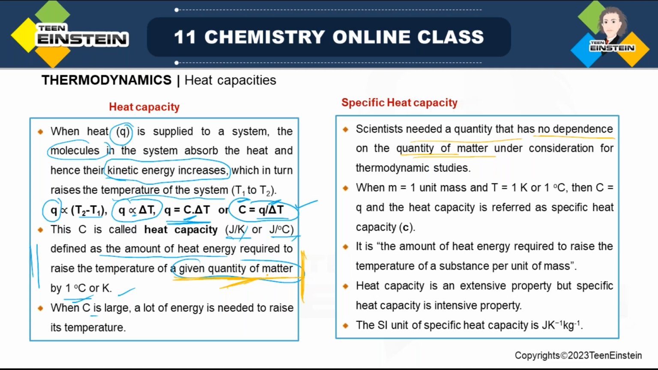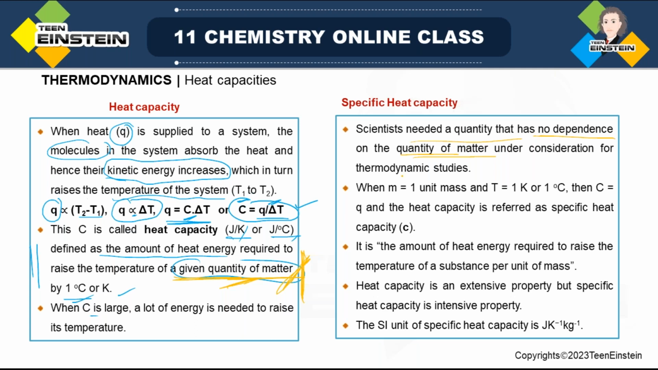So now, in this case we have not mentioned anything regarding quantity, but now we will mention it. That is the difference. Scientists needed a quantity that has no dependence on the quantity of matter under consideration for the next step. Now suppose one thermodynamics unit mass.